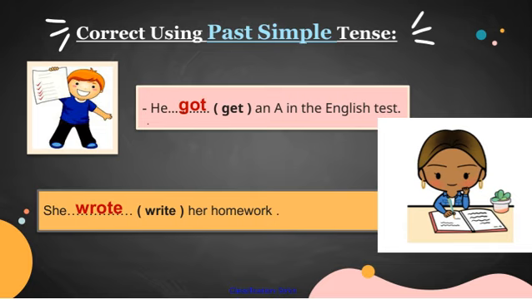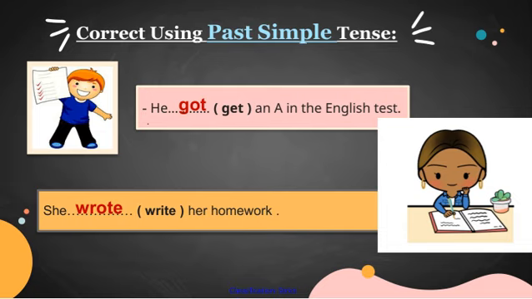On this slide, we see two examples. First, "She, write her homework." To complete this sentence correctly, we need to use the past simple form of write, which is wrote. So the full sentence becomes, "She wrote her homework." Next, we have got on its own, and the sentence is "He, get an A in the English test." The past simple form of get is got. Therefore, the correct sentence reads, "He got an A in the English test."